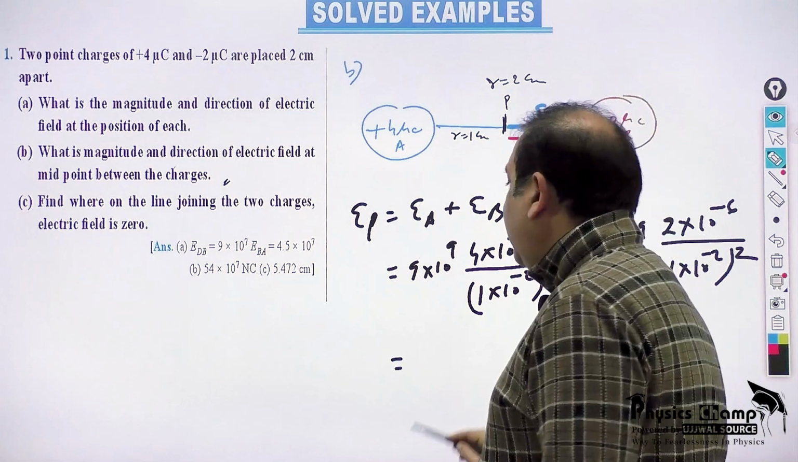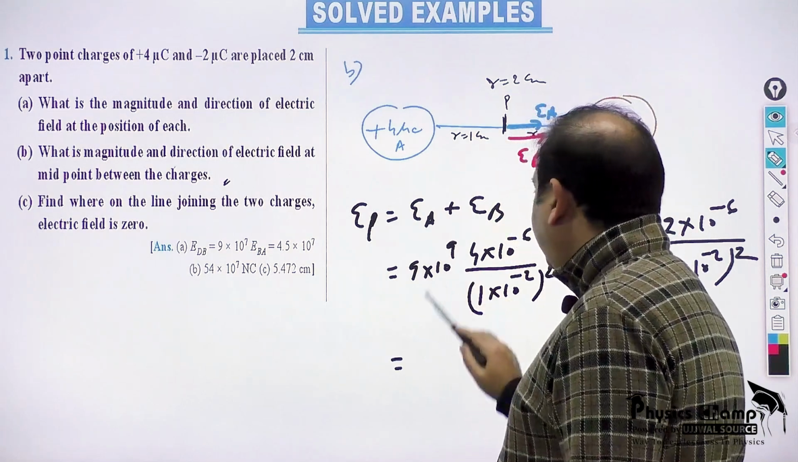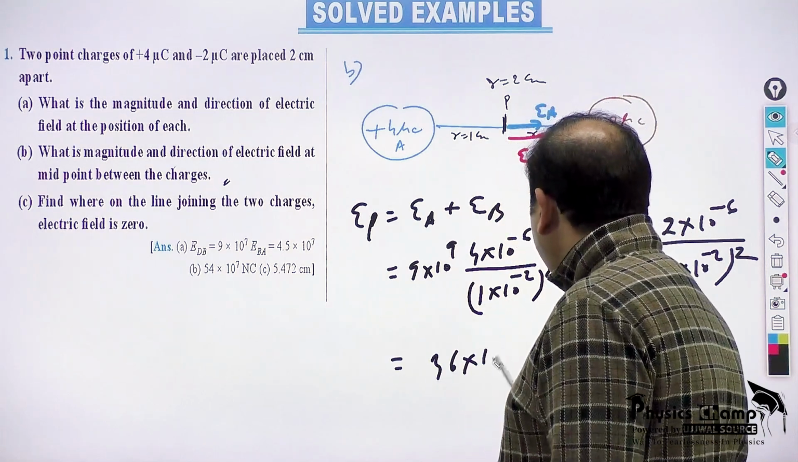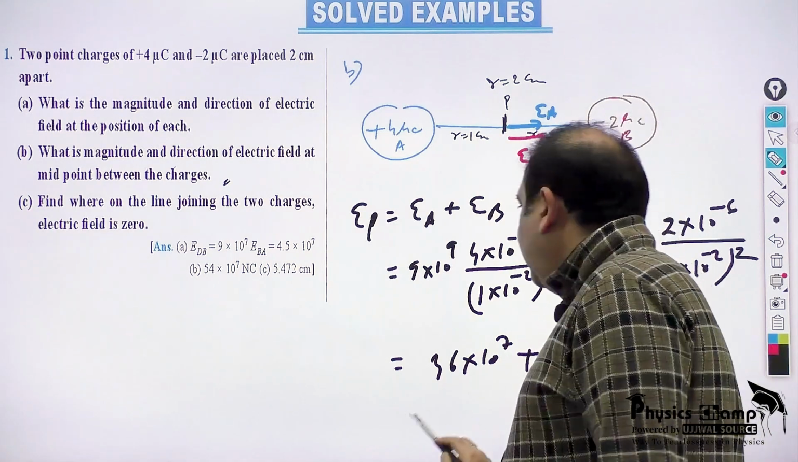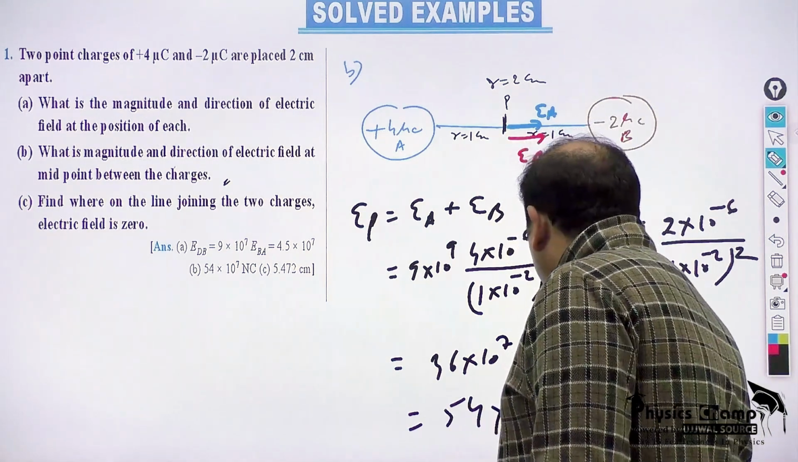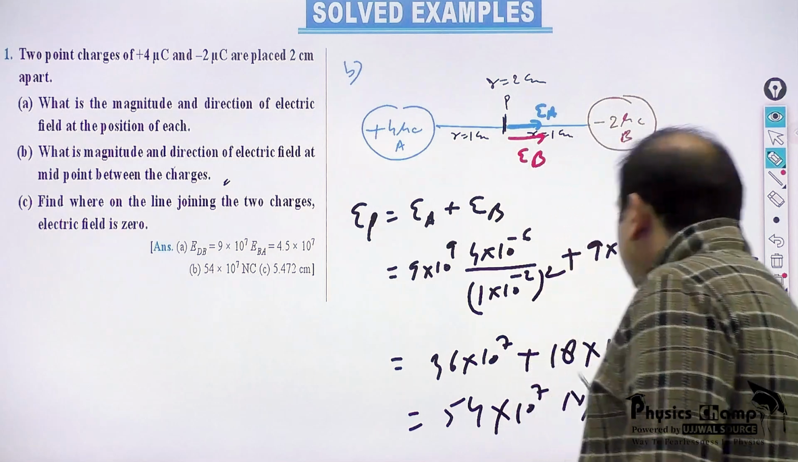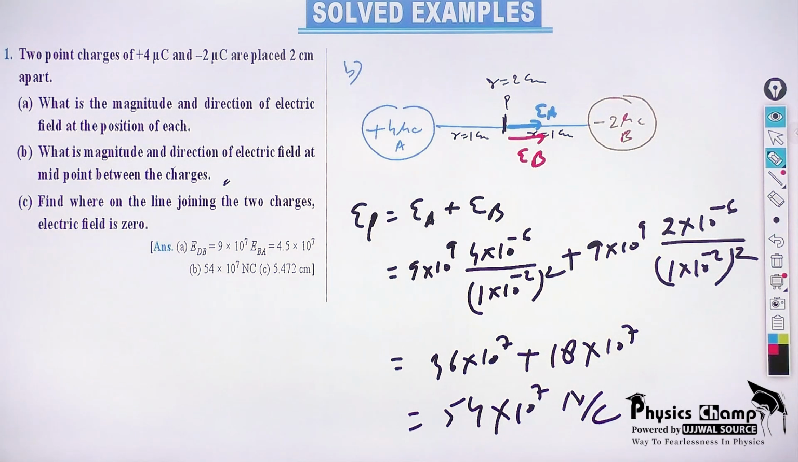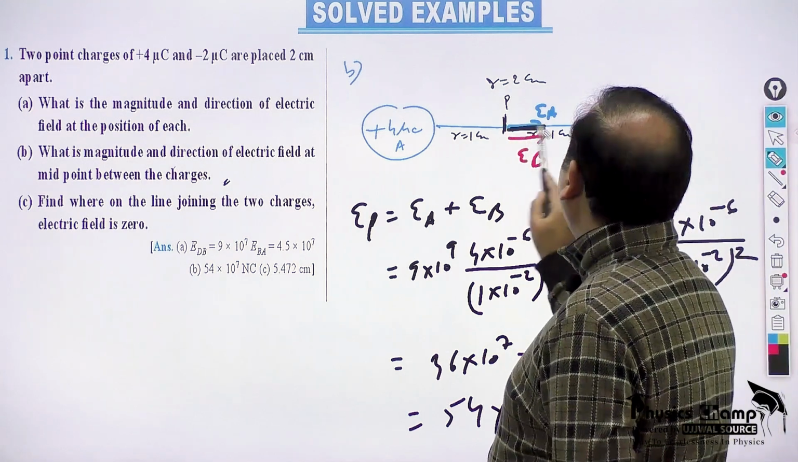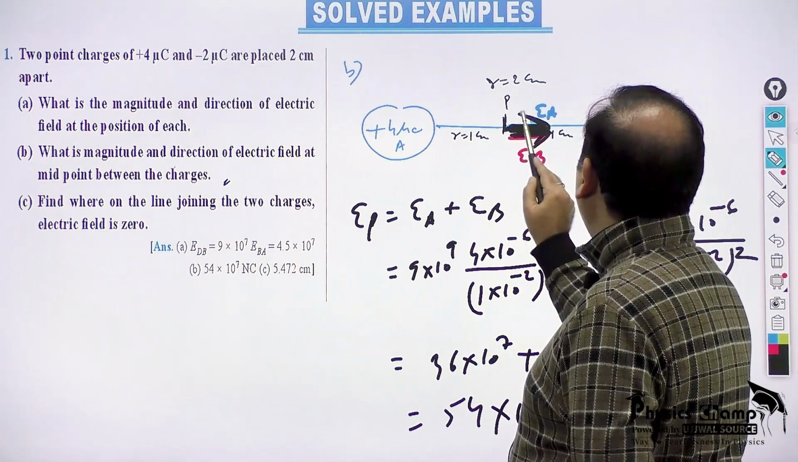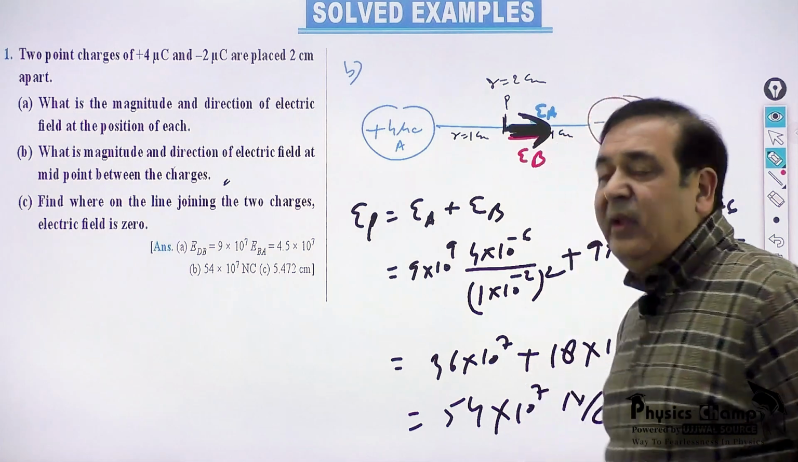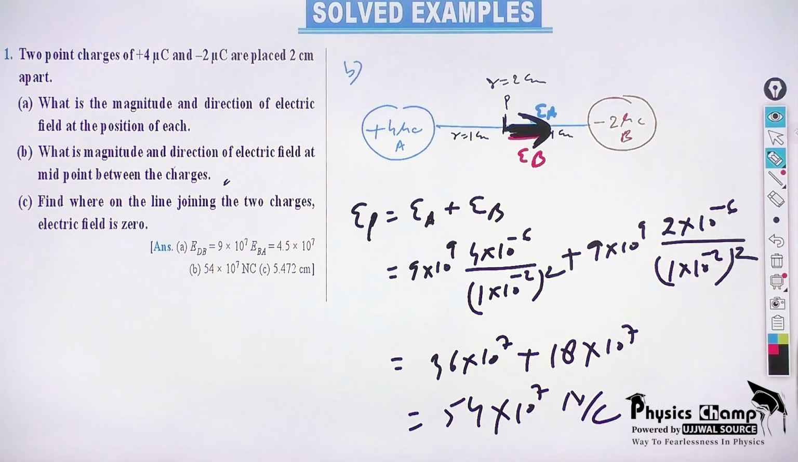So we will have it finally 36 into 10 to the power 7 plus 18 into 10 to the power 7. So it is 54 into 10 to the power 7 Newton per Coulomb. This is the net electric field at point P, which is towards this direction. It is the combined effect of both A as well as B.